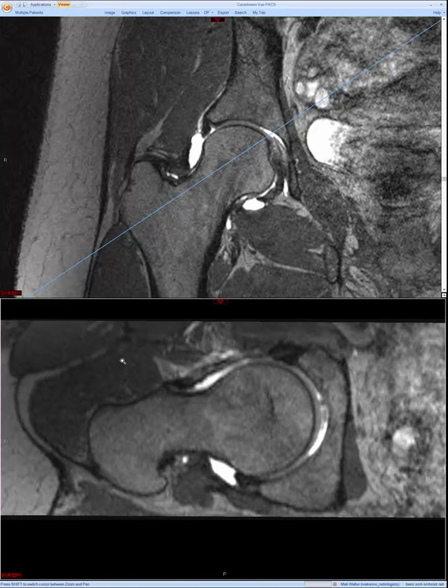There's an official measurement that one can do, and that's the alpha angle. And how do we do the alpha angle? What we do is we draw a circle approximating the femoral head.